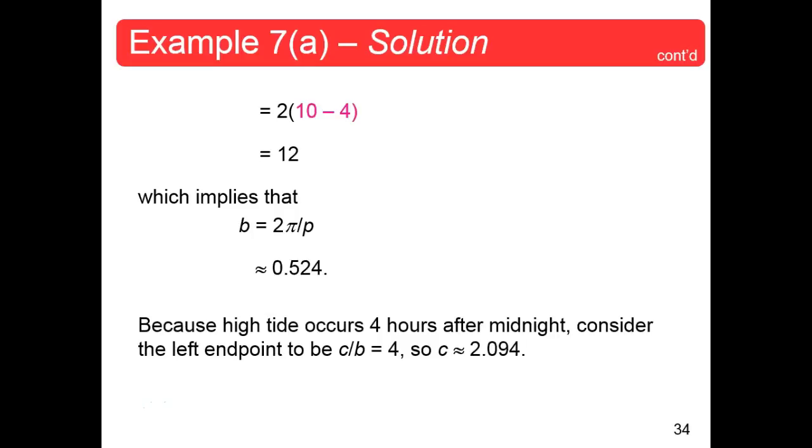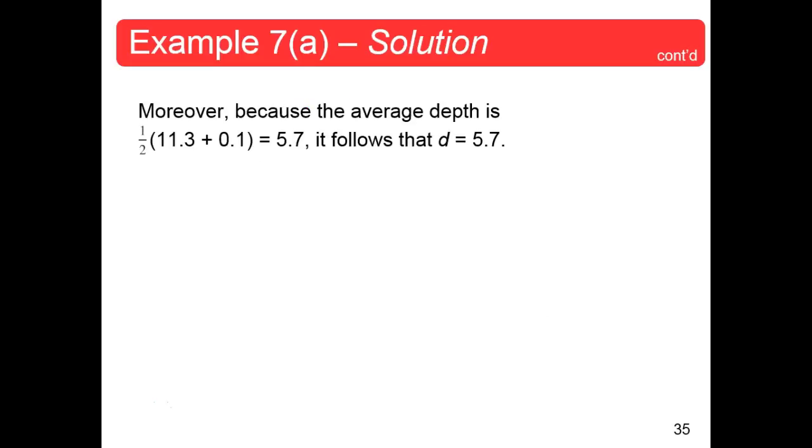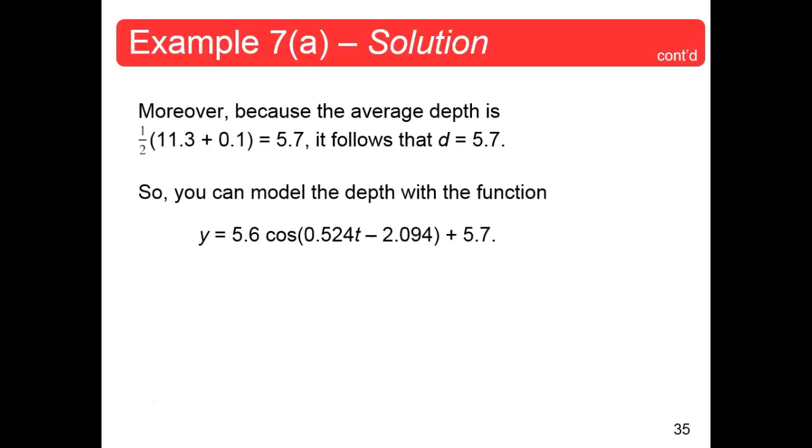And because it occurs 4 hours after midnight, that was our C over B. We called it C. They called it C over B. And that introduced another issue, because then they're using B, which they rounded, to get C. If they had just used it like we did, it would have been a lot easier. Okay, moreover, because the average depth is that, it follows that D is the average between the max and min. So it was 5.7. That gave them that formula.